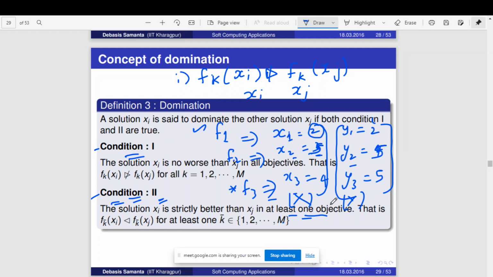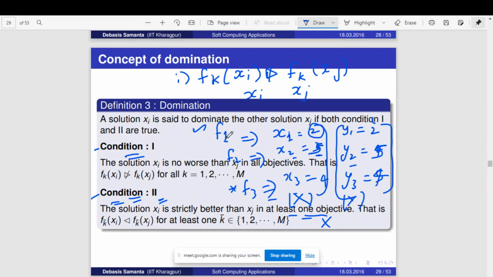Okay. Now say for example this y3 I am making 4. If I make x3 as 4, y3 as 4, now can you say that x dominates y? Answer: no, x does not dominate y. Why? Which condition fails? Condition 2 fails. Condition 1 is true, right?